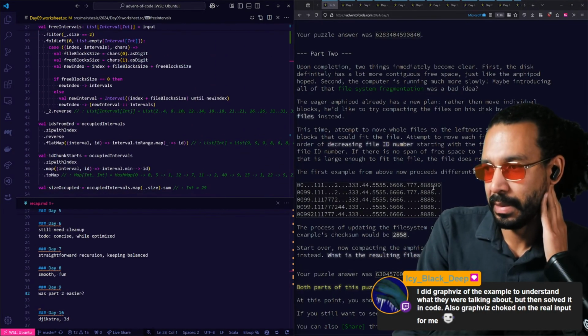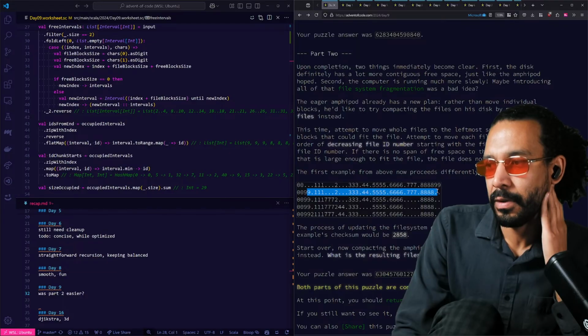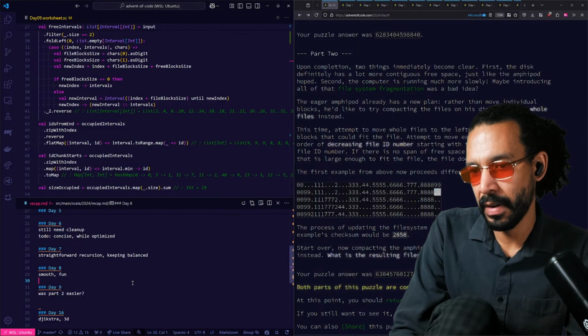Hmm. I mean, for part 1, that makes more sense. You could basically sort of zip these two together and fill in one from the other. And it's just pretty linear. But yeah, for part 1, you really don't care about intervals.